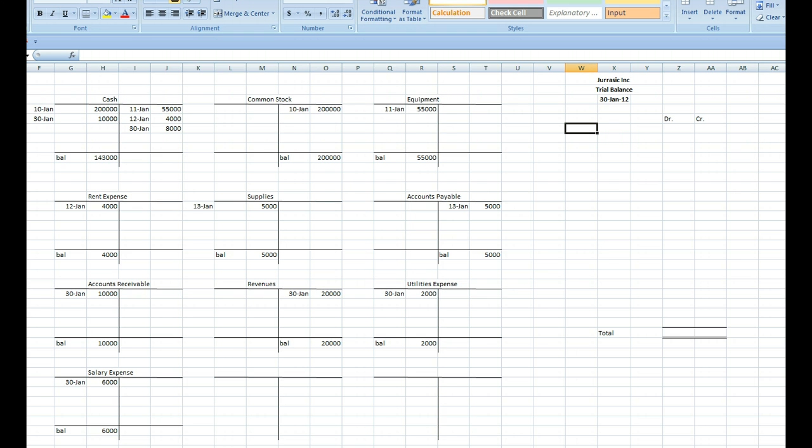Just like our financial statements, we will have a header for our trial balance, which is right here. So you start off with the name, then the name of whatever we're preparing, which is a trial balance, and the trial balance is just like the balance sheet, a snapshot of a point in time. It's prepared for a point in time. In this case, it's prepared for the end of the month, which is the 30th of January 2012.